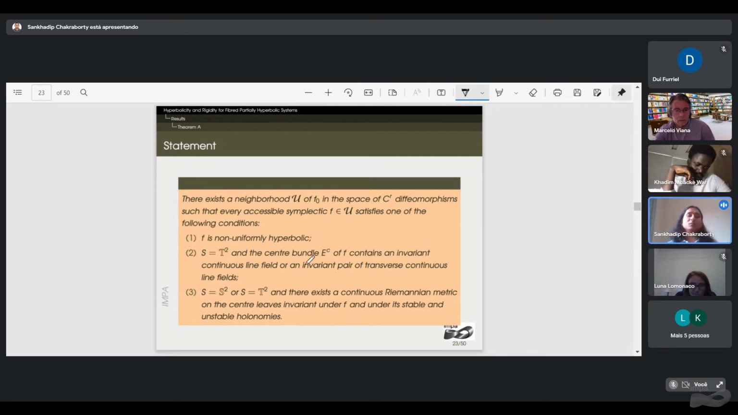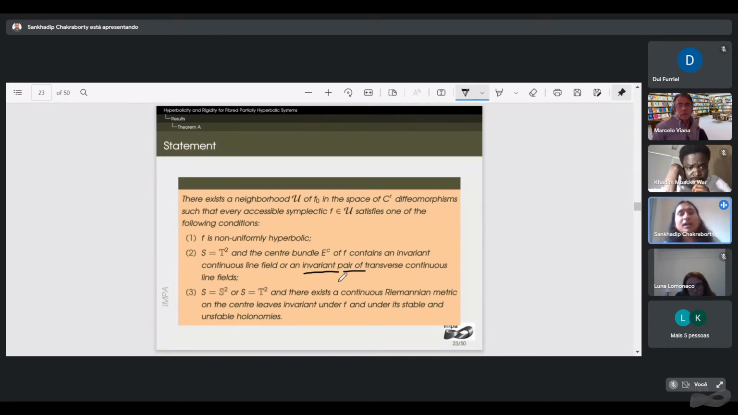So either it is non-uniformly hyperbolic, or the skew product we were talking about over that compact surface S, that surface has to be the torus, and the center bundle contains an invariant continuous line field. What is a line field? It is just a one-dimensional vector bundle. Or it is an invariant pair of transverse continuous line fields. This could be a little confusing, because I don't know if this is standard notation, but we'll see what this means when we discuss the proof.